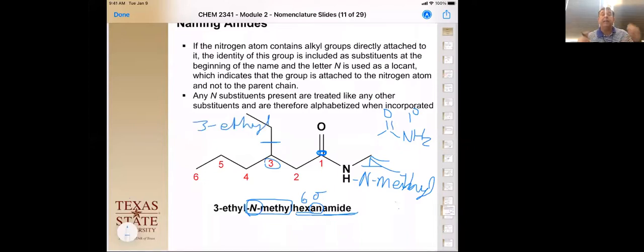okay? And just like before, we have to do it in alphabetical order. Ethyl comes before methyl. So our total name is now 3-ethyl because it's located on the parent chain, N-methyl because it's located on the amide nitrogen, hexa for 6, an for no double bonds, and amide, okay? So if we had 2 methyl groups on here, we would go N,N-dimethylhexanamide, okay? All right, questions on amide there, okay?